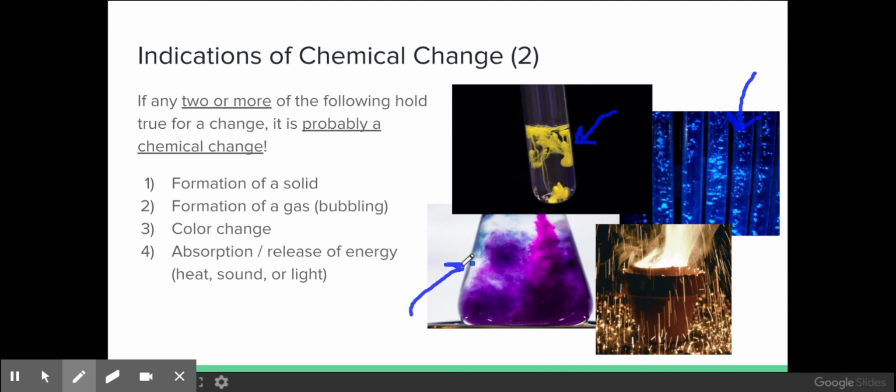If the substance changes color, that also could be chemical change occurring. And if you see heat being released or heat being absorbed very quickly, that also could be an indication of chemical change. And usually, you're looking for two or more of these things to happen at the same time, because you could argue, well, formation of a solid, well, freezing forms a solid, but if two or more of these things occur at the same time, it's probably a chemical change.